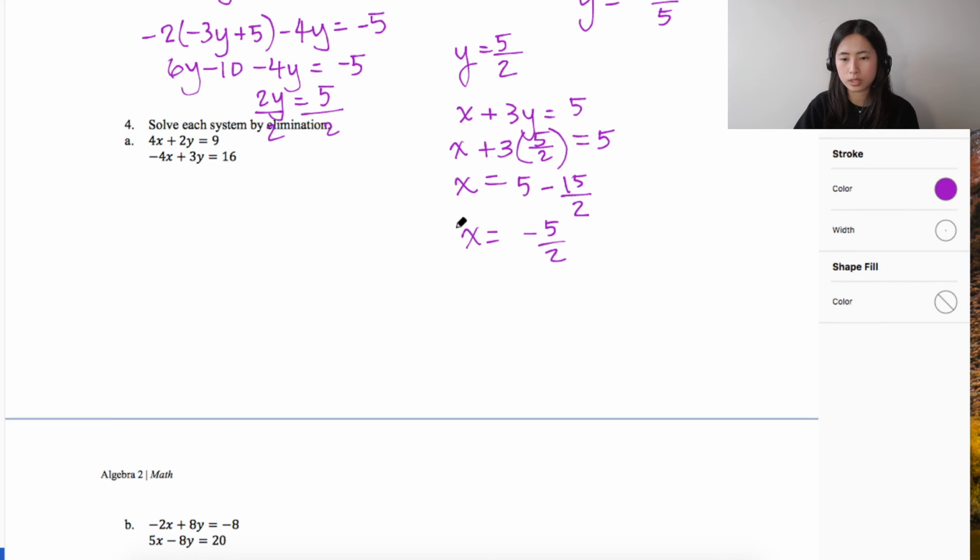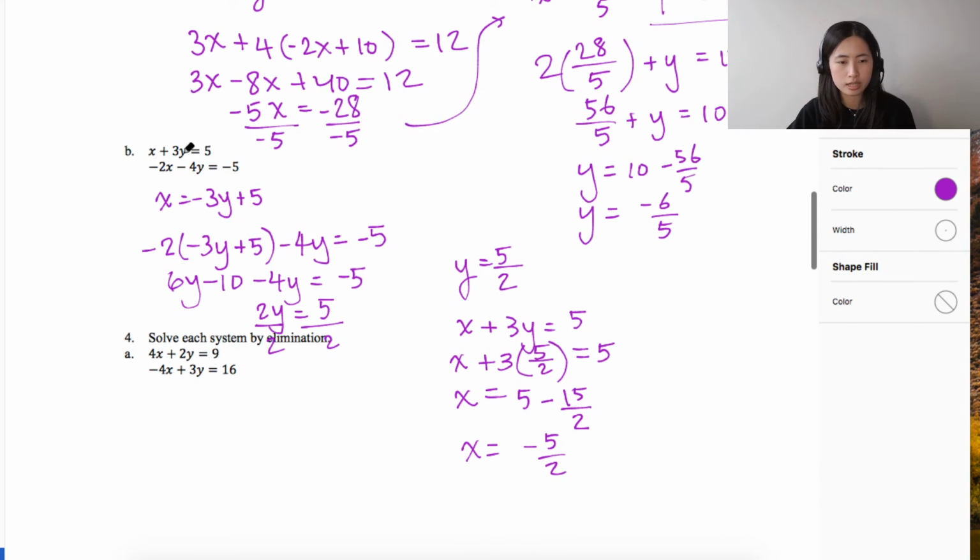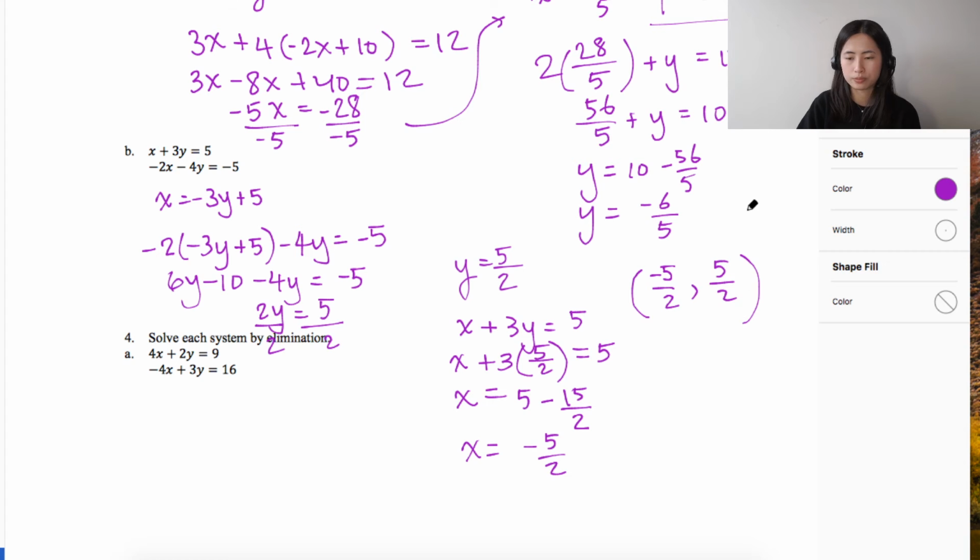So x is equal to negative 5 over 2. And we do have y, so we're done; we don't really need to solve for anything else. So x is negative 5 over 2, and your y is 5 over 2. So that's your solution.